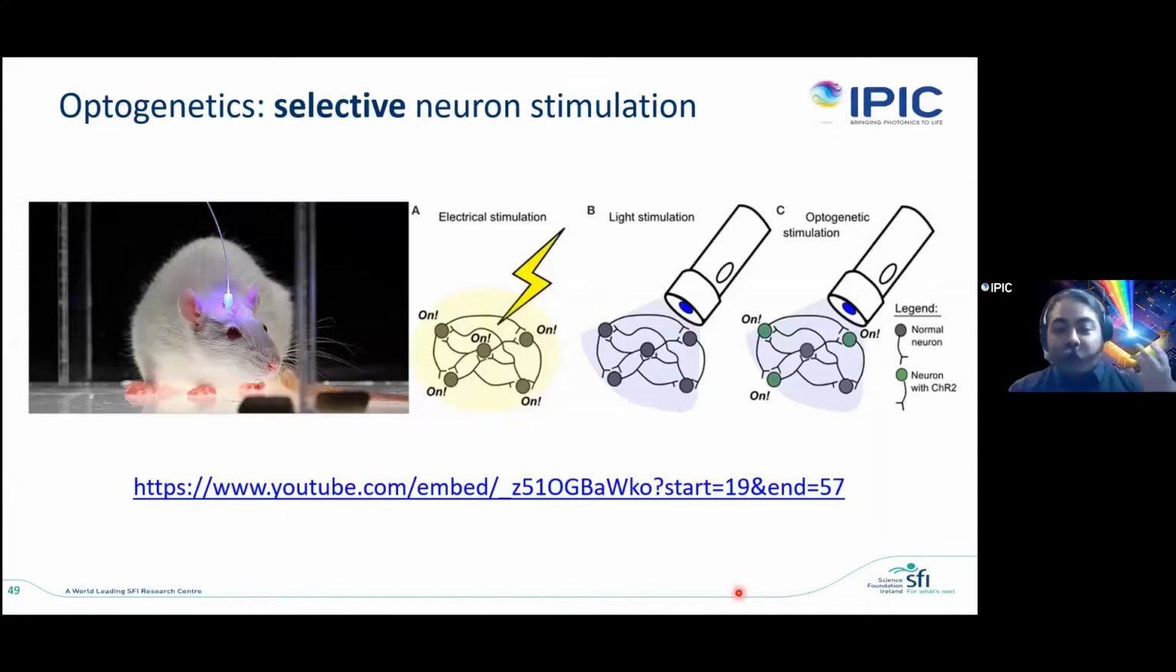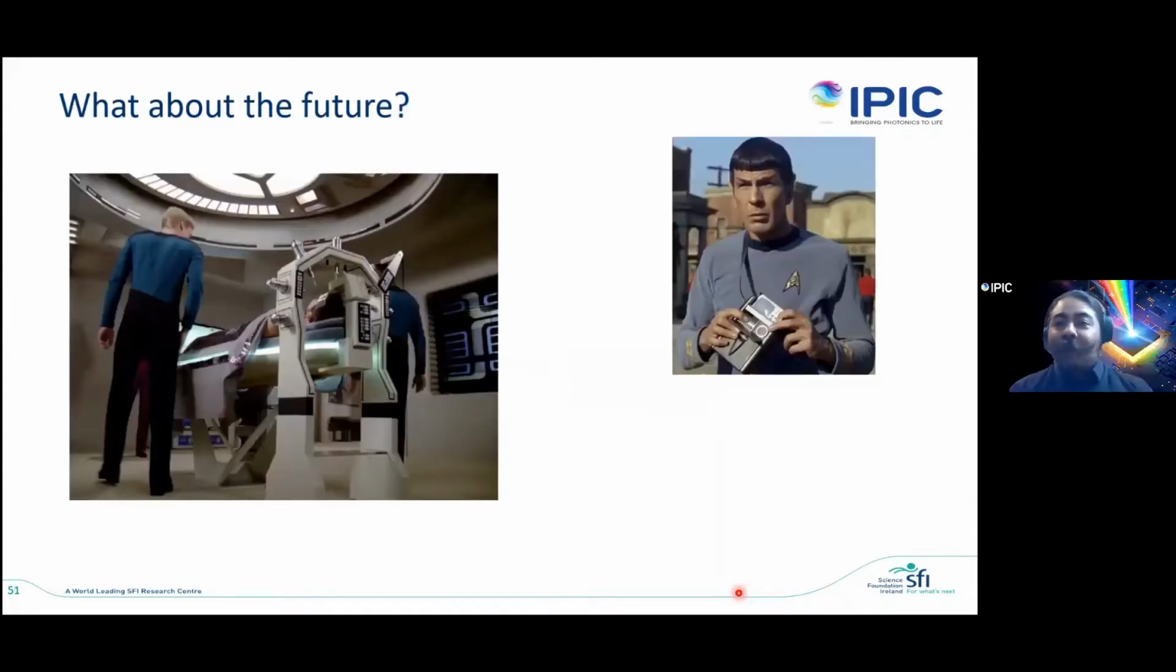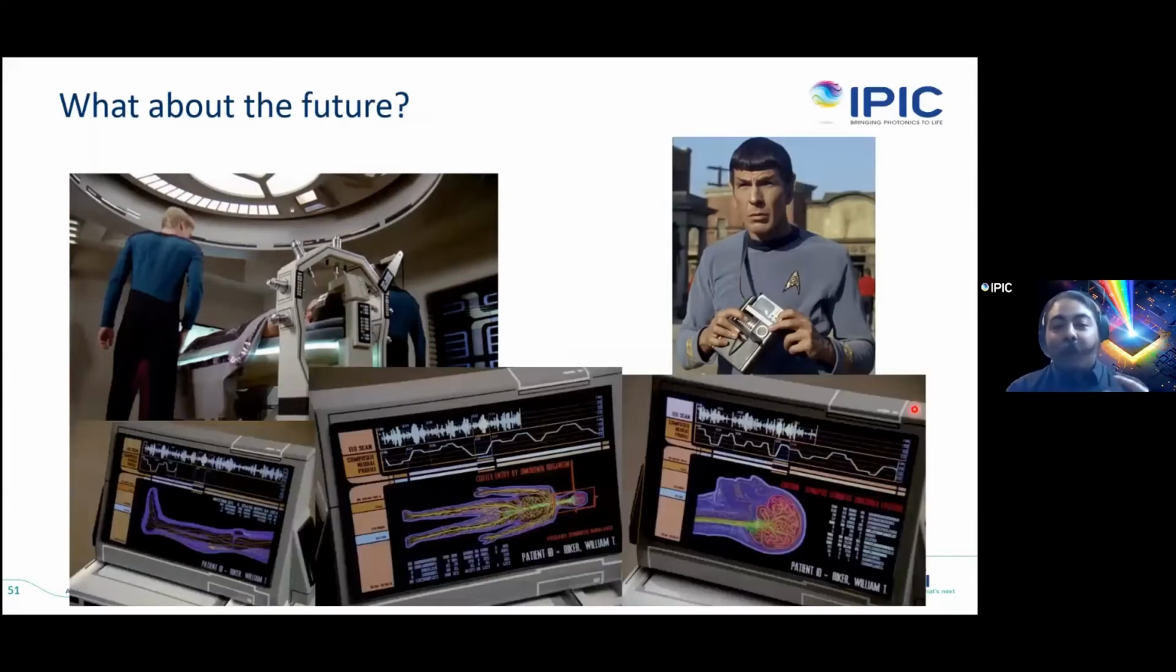Now, if we talk about future trends in biophotonics technologies, we can think first about what would be the dream of biophotonics. In biophotonics, we have the dream of looking like Star Trek. If you have seen Star Trek, you might have seen the tricorder, which is an equipment which can scan diseases all over your body at one go. So this is what we want in biophotonics.